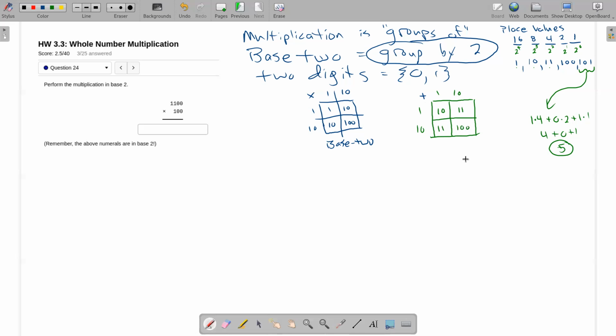Now I want to show you that in a slightly different way. Suppose I wrote it like this: 1, 0 plus 1, 0. And keep in mind, this is base 2, not base 10. 0 plus 0 is 0, right? What's 1 plus 1? Well, that's 2. How do you write 2 in base 2? 1, 0.